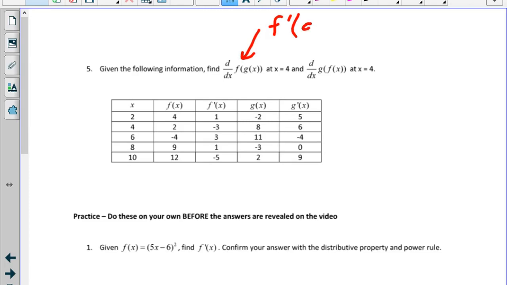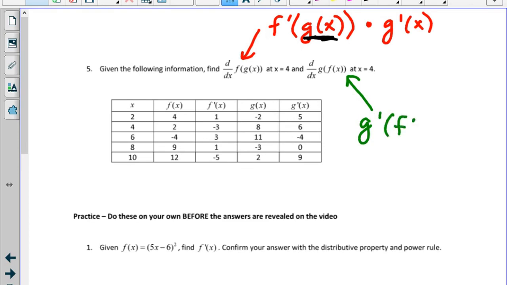f prime with that inside function still in there. So the inner layer is still in there. Then we have to multiply it by the derivative of that inner function. Okay, so that's what's going on there. And in this part, we have g prime of f of x. Now, f of x is the inner layer in this part, times f prime of x.